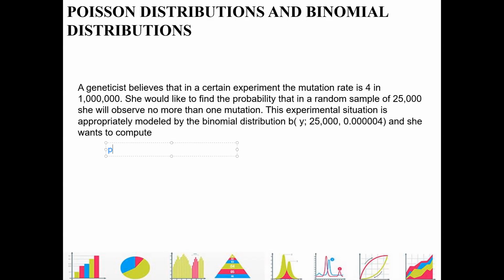So, ibig sabihin, less than or equal to 1. So, yung probability distribution that P of y is less than or equal to 1. So, ang probability niyan would come from the probability of 0, plus the probability if y is 1. So, i-compute natin yan sa binomial distribution.